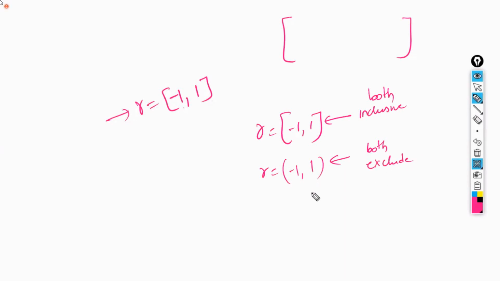Whichever is excluded, you have to write as a parenthesis like this. Whichever is included, you have to represent like this. If minus 1 is included but plus 1 is not included, then you have to represent it like this. Generally, we represent 0 to infinity like that. After infinity, we keep only the parenthesis, not the square bracket.